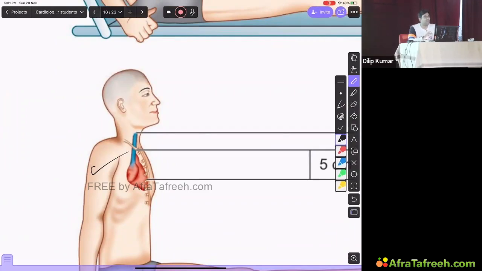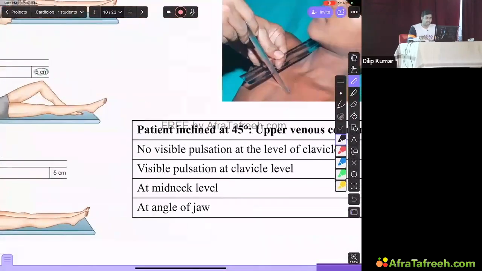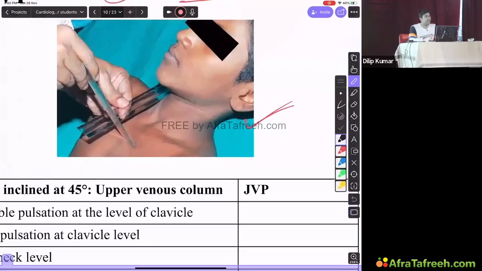So if they ask you why the sternal angle is considered as an external reference point, because the relationship between the right atrium and the sternal angle does not change irrespective of the body position. That is the reason why we have chosen the sternal angle as the external reference point. Okay. So once you know about the external reference point, now this is how you measure the JVP.